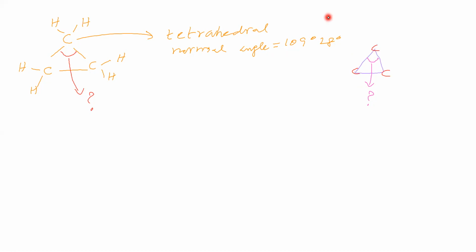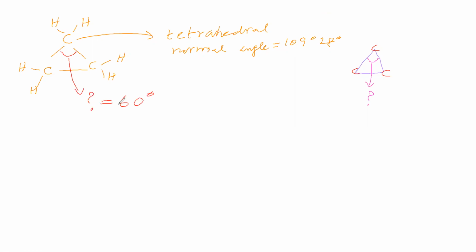For an equilateral triangle, what is the angle possible? This angle will be how much, do you say? You are saying 60 degree. So here the angle equals 60 degree. Now for tetrahedral, the normal angle is 109 degree 28 minutes. But here the angle is 60 degree.